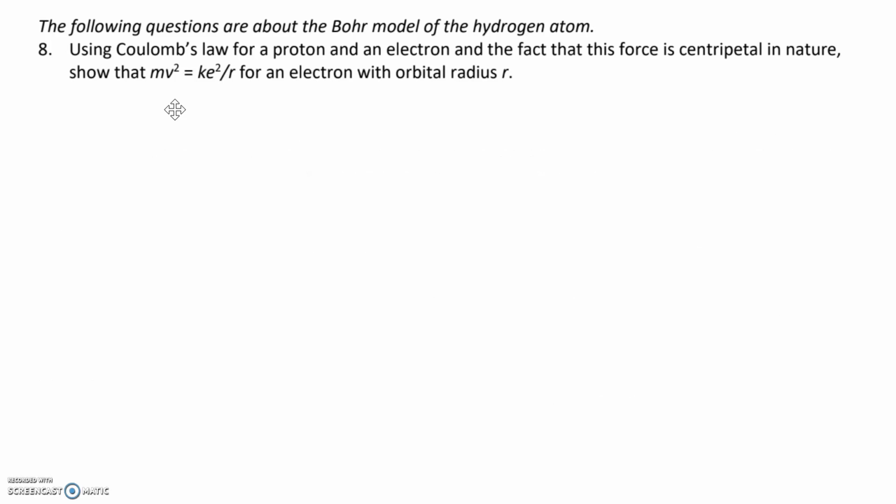Question 8 reads, using Coulomb's law for a proton and electron, the fact that this force is centripetal in nature, show that mv squared equals ke squared over r for an electron with orbital radius r. As for any question in physics, we must first begin by identifying what has been given by the question.